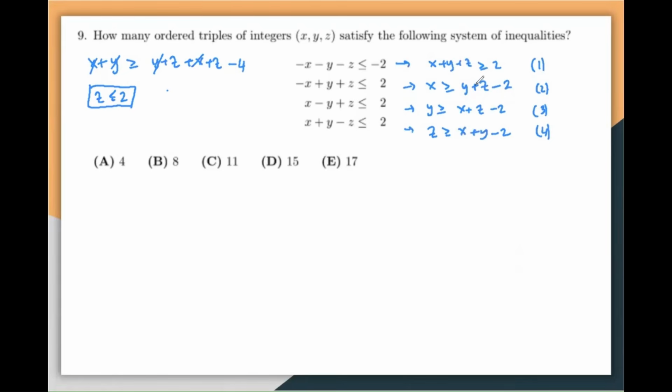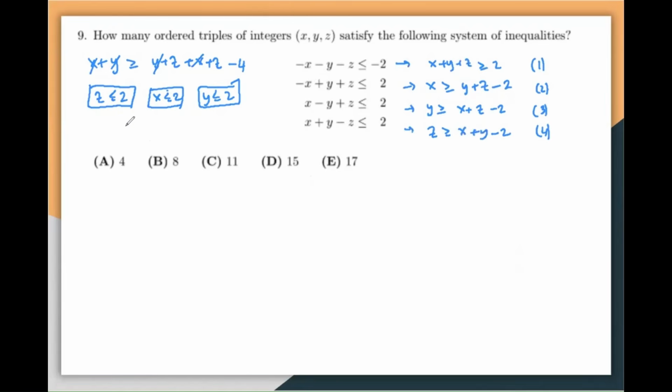Well, using the same logic, because 2, 3, and 4 are symmetric, we can get that x is also less than or equal to 2. If I do the same thing with, let's say, 2 and 4, and 3 and 4, you can see y is also less than or equal to 2. So this is the power of the symmetry. But now what, right? We know that x, y, z could be negative as well. That's the bad part of the problem. If they were all zeros or positive, that would be nicer.